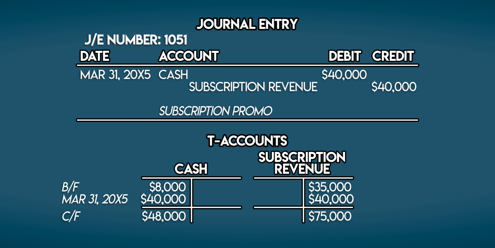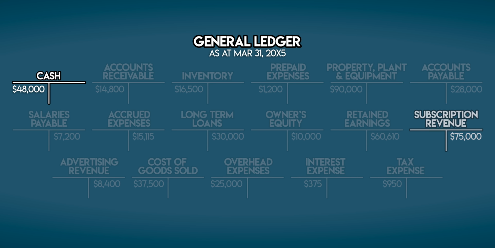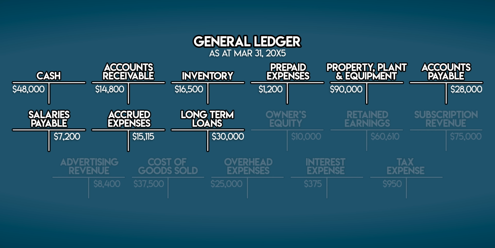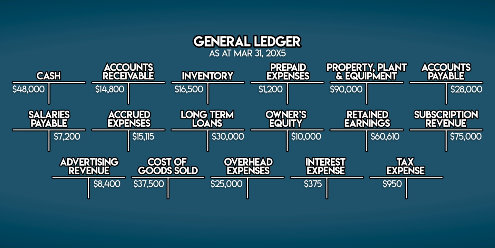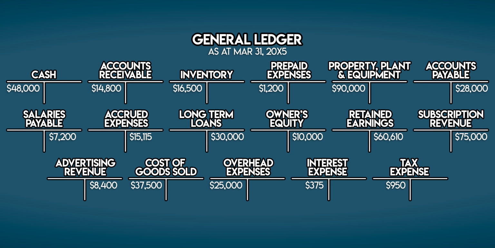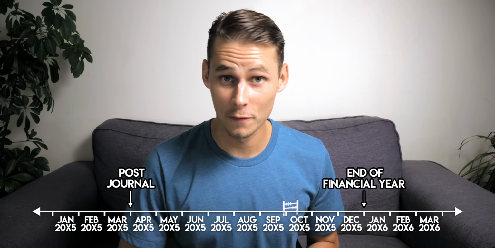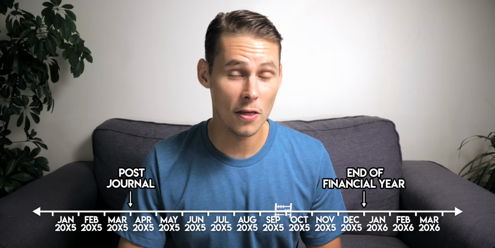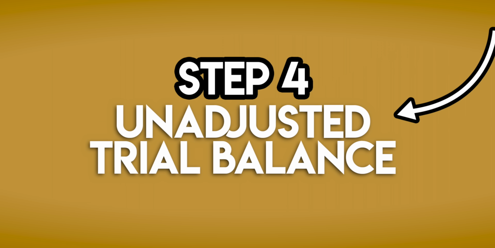But Rough Times has other accounts too. It has a whole collection of assets, liabilities, equity, revenue, and expense accounts stored in your general ledger. You post this journal during March when you collect the cash. But now, let's fast forward to the end of your financial year, to December 31st. We need to put together your unadjusted trial balance.